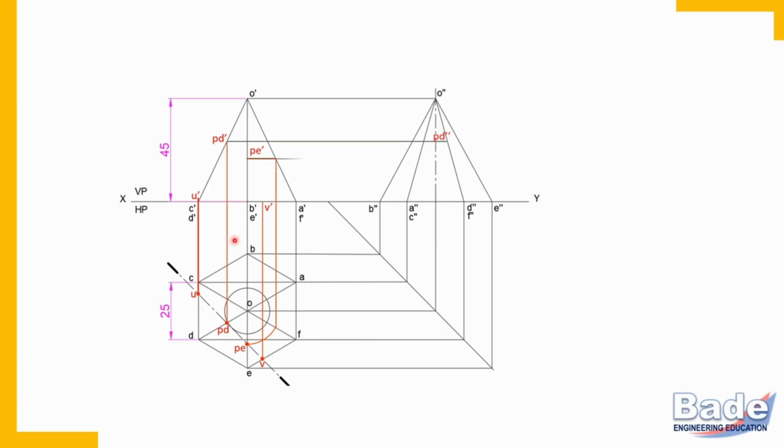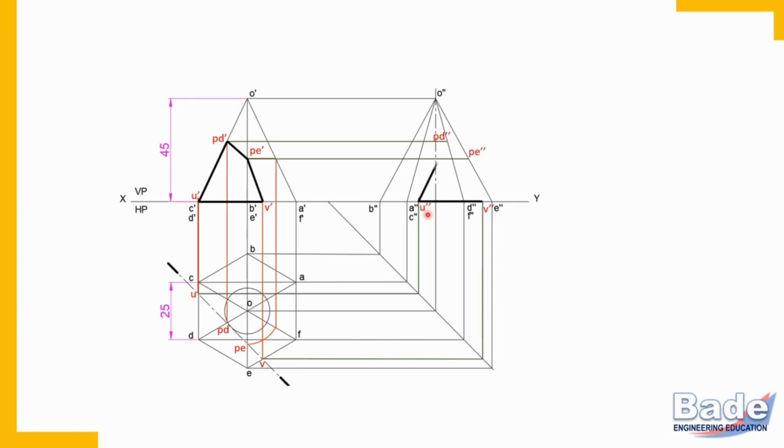Now let's transfer all these points in the side view. So PD, PE and U and V you should transfer from top view to side view. So check, all 4 corners are there in the side view also. Now in front view and in side view, since we have got all corners of the section, we'll join these corners to form closed polygon. So this is section in front view. Here it is section in top view.